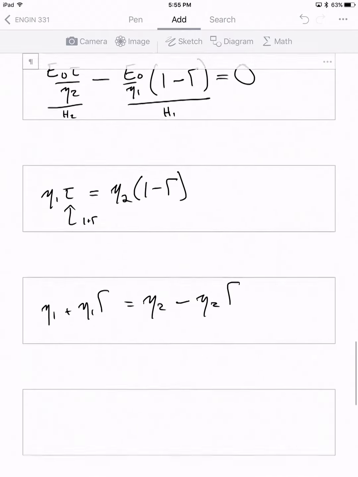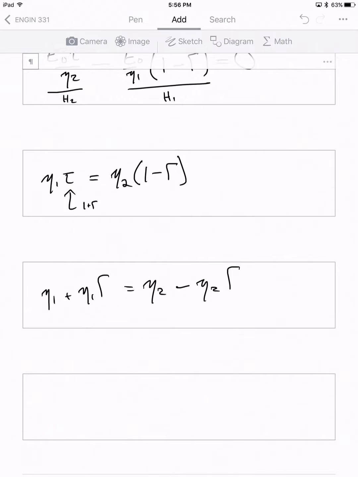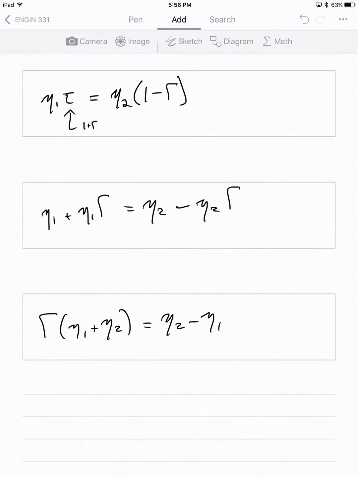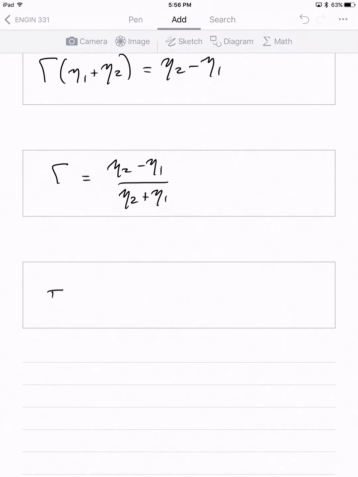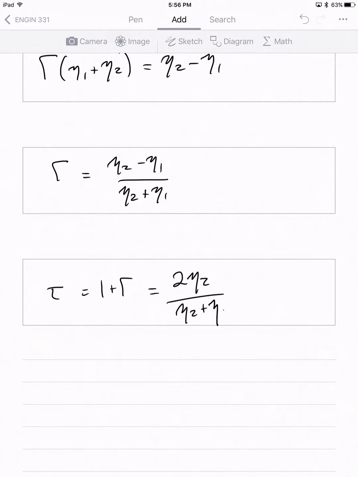And then collecting my terms so that I have all the gammas on the same side, I have gamma times eta 1 plus eta 2 is equal to eta 2 minus eta 1. Last thing, gamma is equal to eta 2 minus eta 1 over eta 2 plus eta 1. And since tau is equal to 1 plus gamma, that's going to be equal to 2 eta 2 over eta 2 plus eta 1.